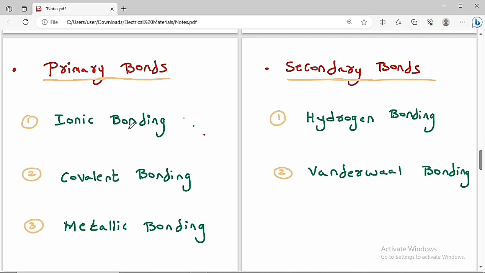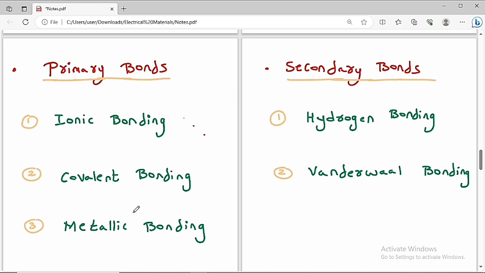Covalent bonding means both atoms are going to share the electrons in order to become stable. Okay, and metallic bonding means it is a group of electrons. They are going to bond the ions in such a manner to become stable. That is called a metallic bonding.